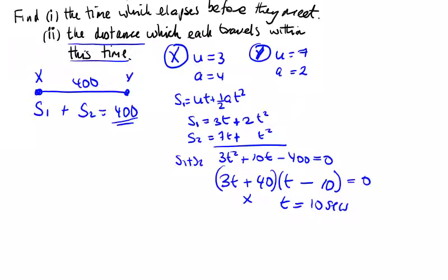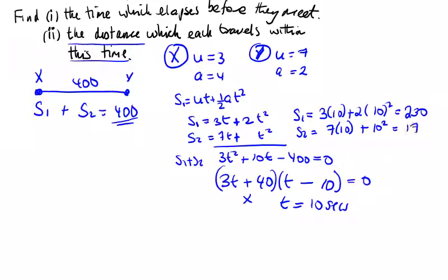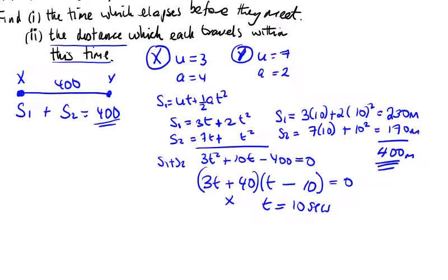So the distance traveled by each, S1 is equal to 3 by 10 plus 2 by 10 squared. This should work out for us. So 30 plus 200 is 230. So the other one has to be 170. Let's double check. S2 is equal to 7 by 10 plus T squared, which is 10 squared, which is equal to 170. And you can see here, if you wanted to double check your maths, 170 and 230 is 400 meters. And write the meters down as well.